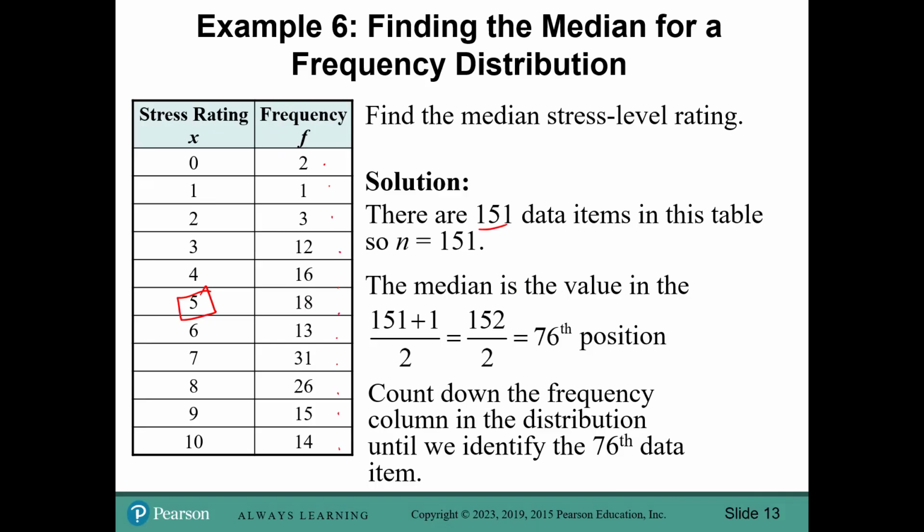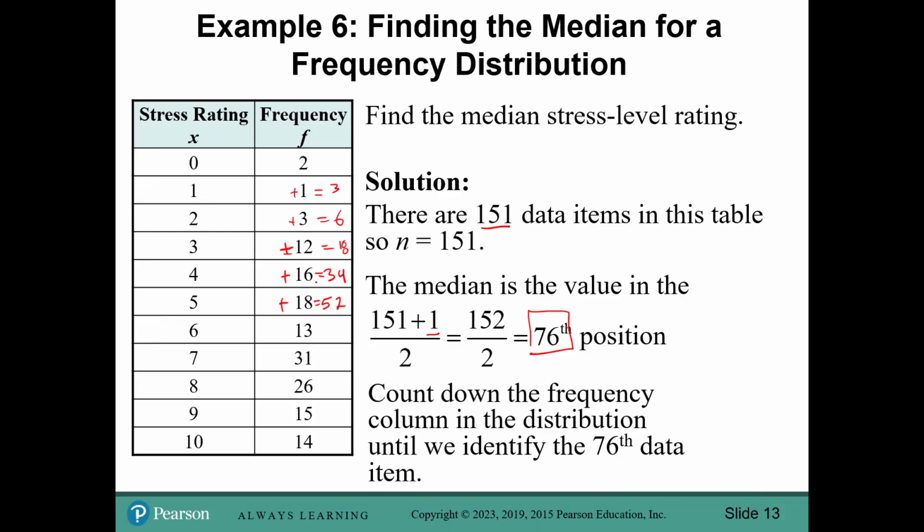So I have 151 total. So if we add 1 to it and then divide that by 2, it's the 76th position. So there's 2 plus 1 more is 3. Plus 3 more is 6. Plus 12 more is 18. Plus 16 more is 34. And I'm just going to keep going until I find my 76th number. Add 18 more. That gives me 52.